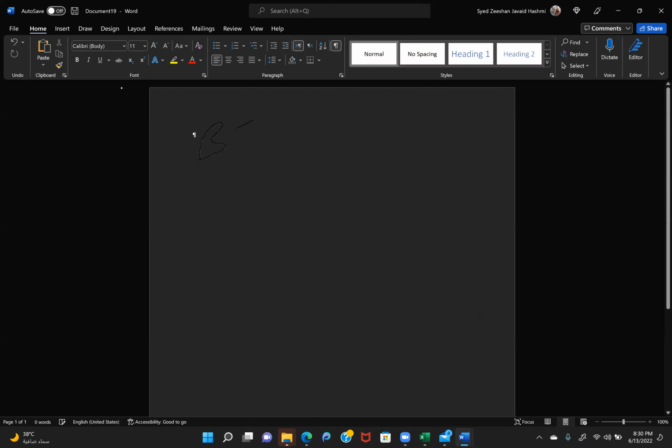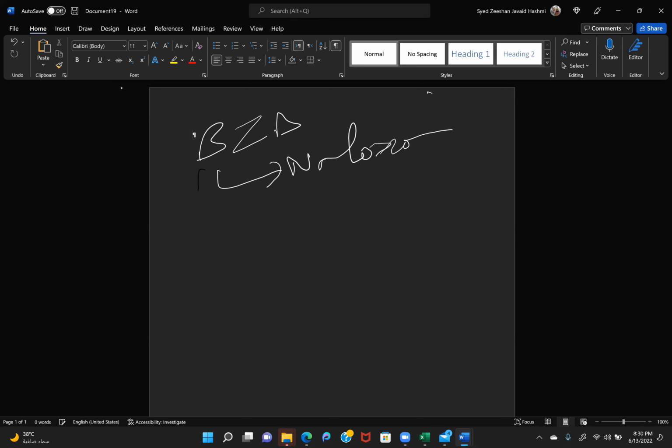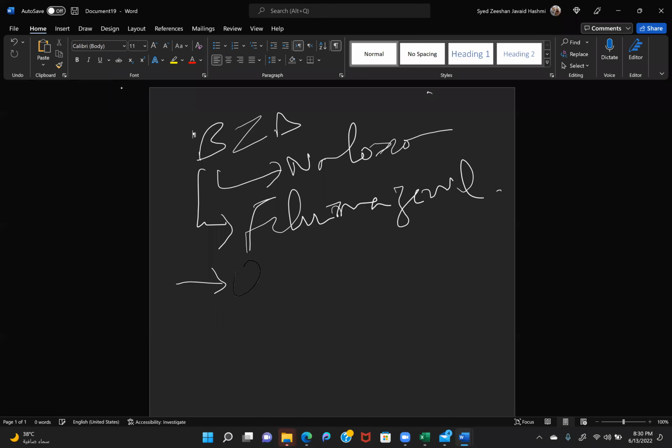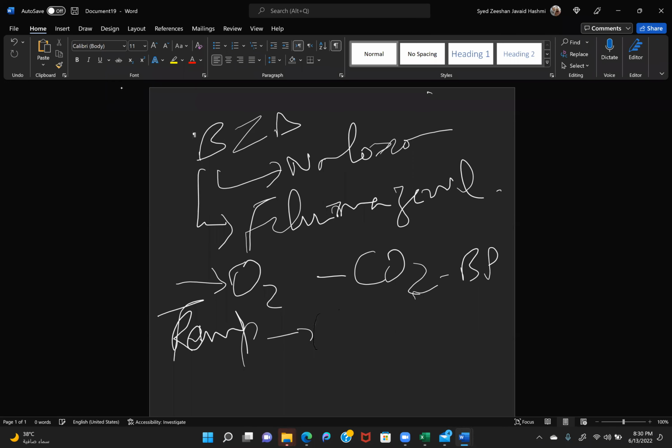For benzodiazepine, actually I'm not sure what the exact sign is, but if you are ruling it out, for opioid you will give naloxone, and for benzodiazepine you will give flumazenil. Similarly, you will be looking at oxygen, CO2, blood pressure, and temperature, because hypothermia is one of the reasons for delayed recovery.